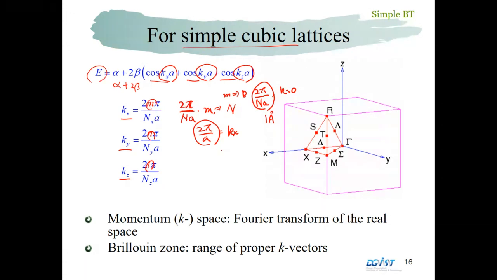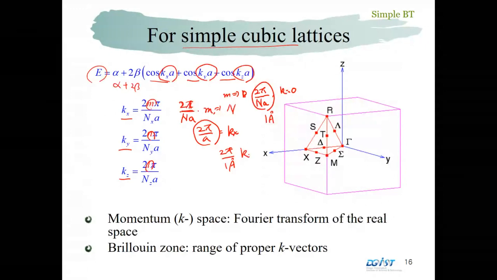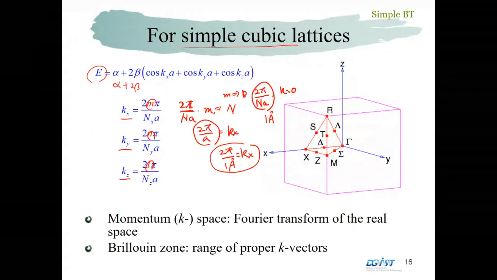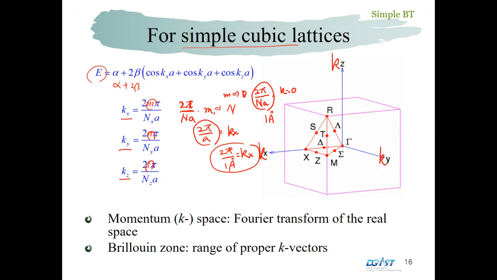While those values are 2 pi over the order of 1 angstrom. So that's the largest k value here. It's the same for x, y, and z. So this energy expression is the energy state in k momentum space, or k space. And the meaning is that they are a Fourier transform of the real space. And here in a cubic state, this is actually k space. And those points we call the gamma point, the most symmetric point.